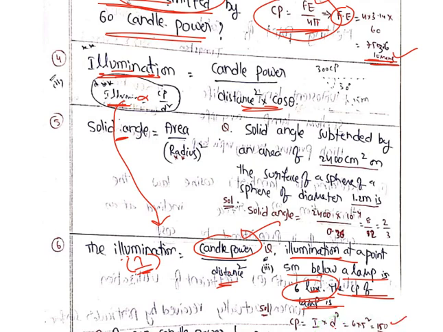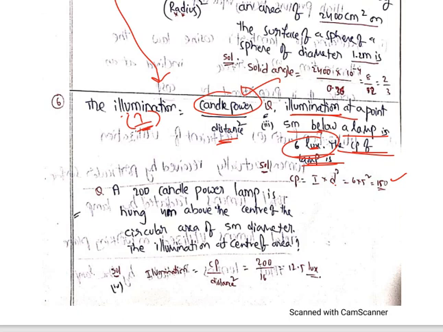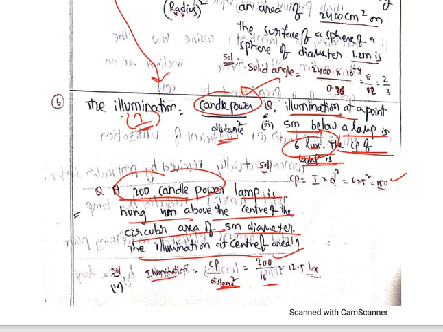Based on the same formula, you can see a previous question regarding the same. A 200 candle power lamp is hung 4 meters above the center of a circular area 5 meters in diameter. The illumination at the center of the area is asked. So illumination equals Cp by d square, you know that. Candle power given is 200. Just substitute here. Distance is 4 meters, above the center of the circular area, so 4 square is 16. So 200 by 16 gives 12.5 lux.